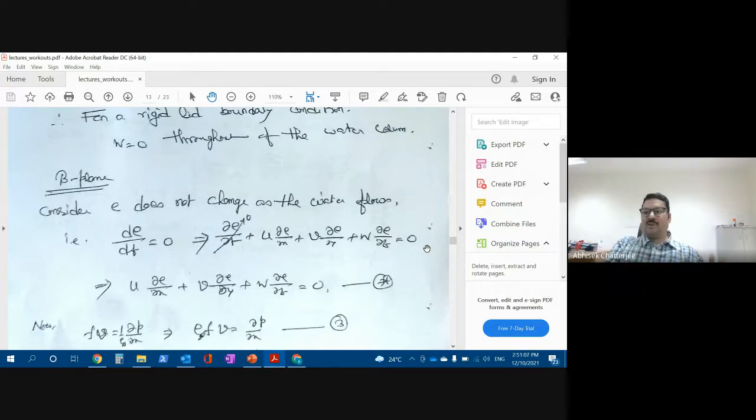So the equation of continuity, you have this part ∂ρ/∂t, plus you have ρ multiplied by (∂u/∂x + ∂v/∂y + ∂w/∂z) equals 0. That is our equation of continuity.